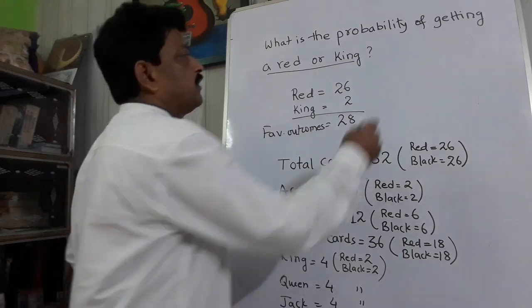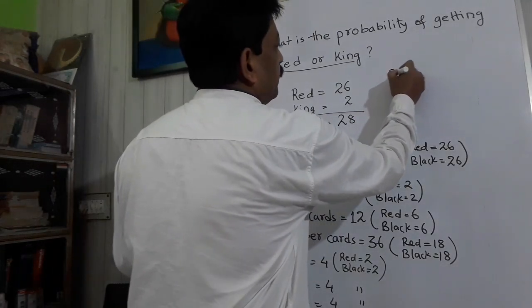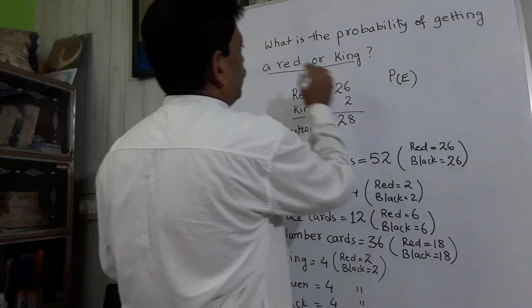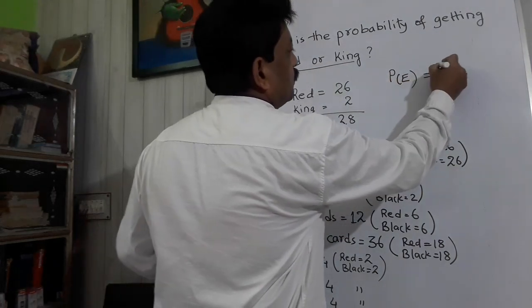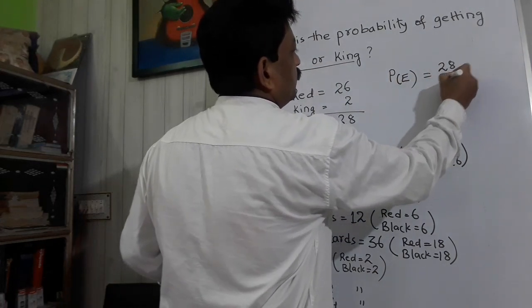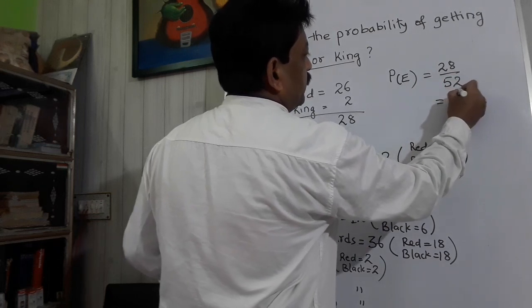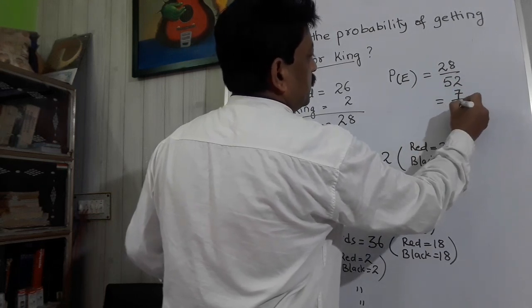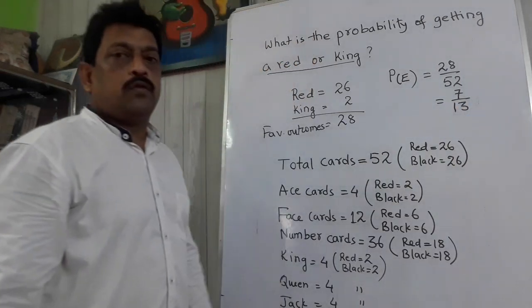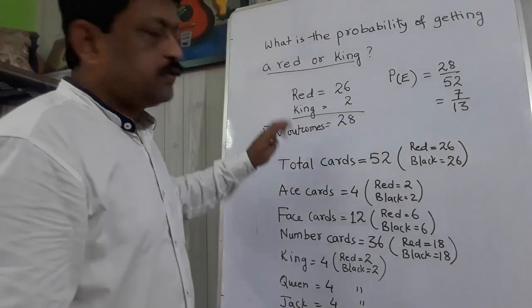We have to understand that. Therefore, the probability of getting a red or king is 28 upon 52. By simplification, it will be 7 upon 13. Hope you have understood this question. This is a very important one.